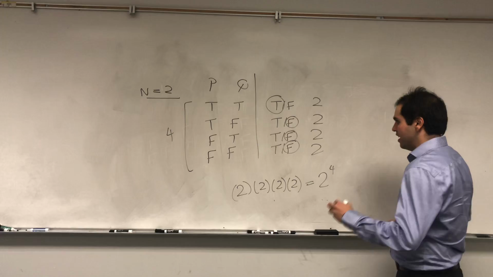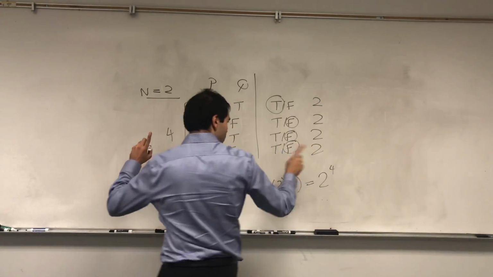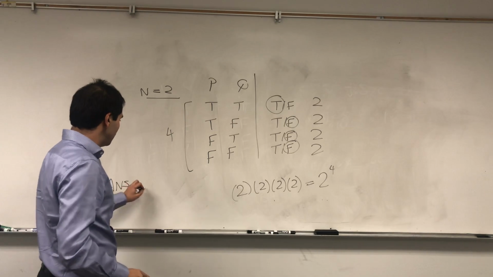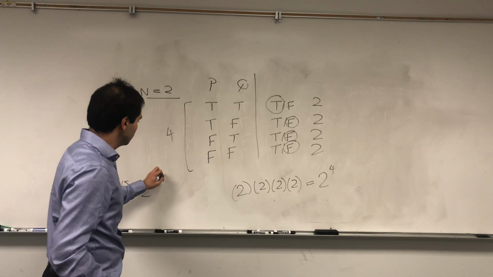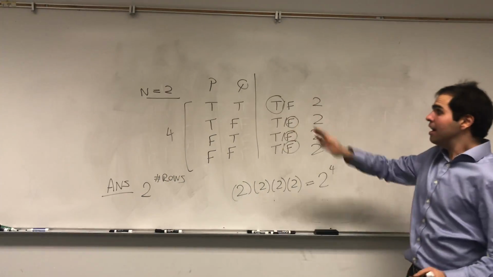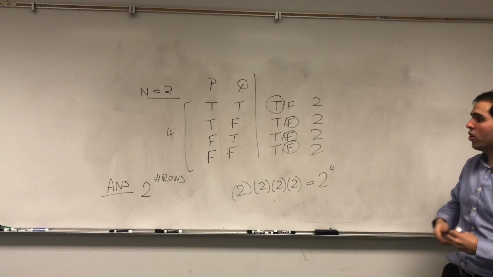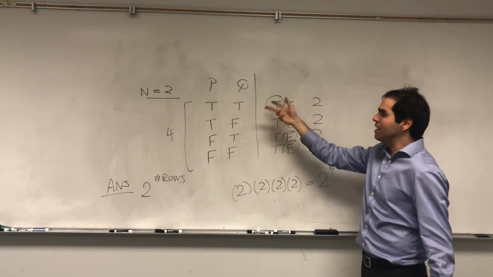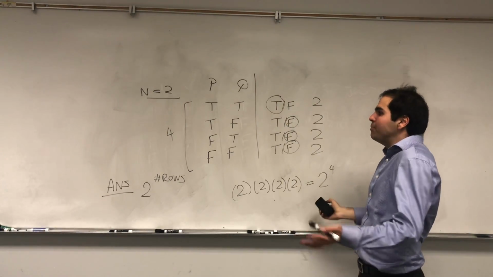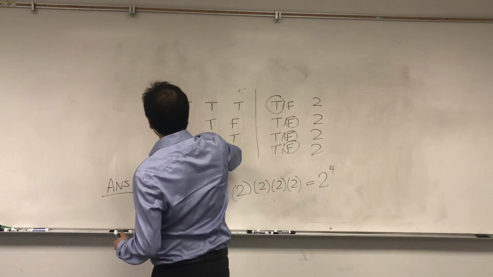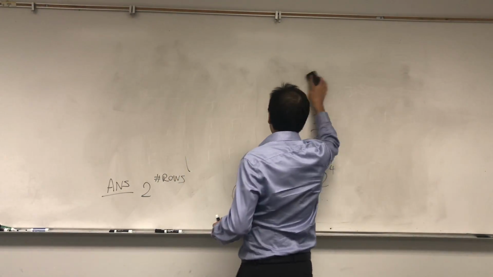In other words, the answer is, for now, and we'll improve this, 2 to the number of rows. And now, let's count how many rows there are. Because 4, it's not clear how it relates to P and Q. It might be 2 times N, I don't know. But let's illustrate this with the case N equals 3.